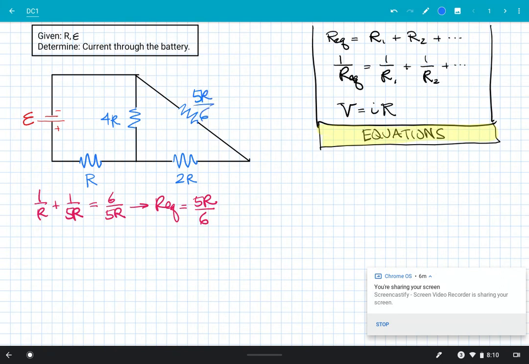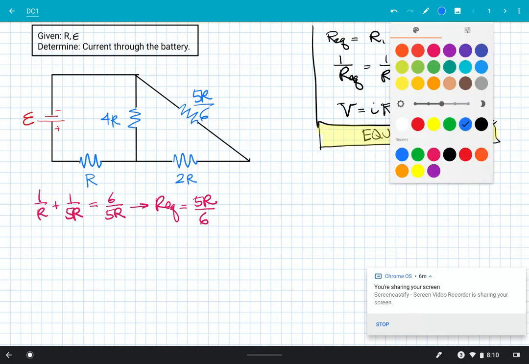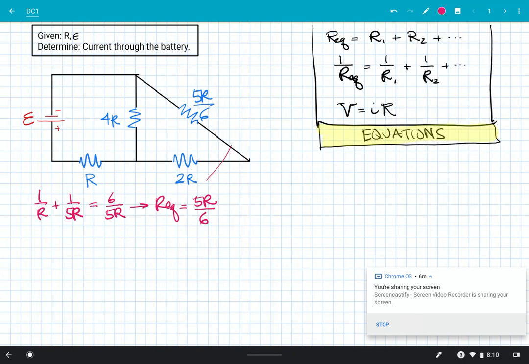Okay. Now I look at my circuit again and I ask myself, what can I simplify here? You might see, maybe it's a little bit obvious, that these two are wired in series, right? They would have the same amount of current going through them. Doesn't matter what the wire is shaped like. They're connected by one wire. So those are in series.